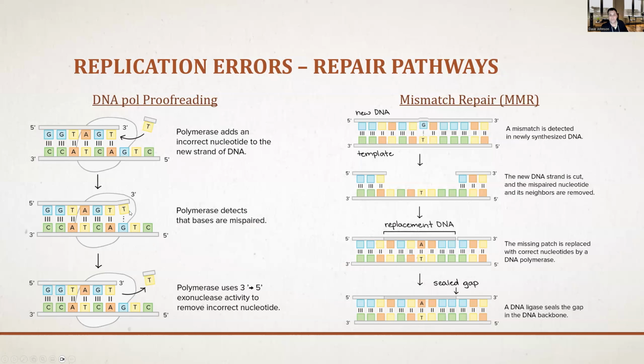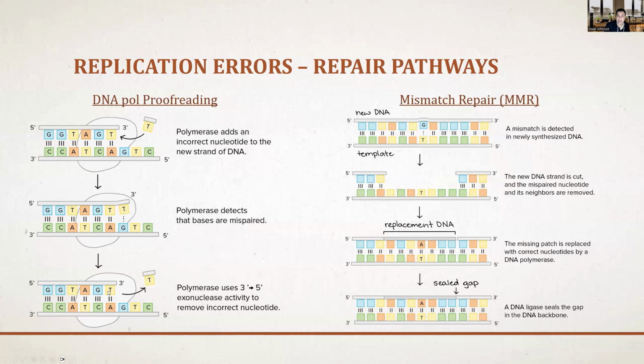It causes the polymerase to stall. It essentially uses its exonuclease activity. So exo means remove. It has 3' to 5' exonuclease activity, which means it can work backwards, right? DNA polymerase only writes 5' to 3', but it can back itself up, remove that mismatch base, and then put the appropriate nucleotide in, okay?